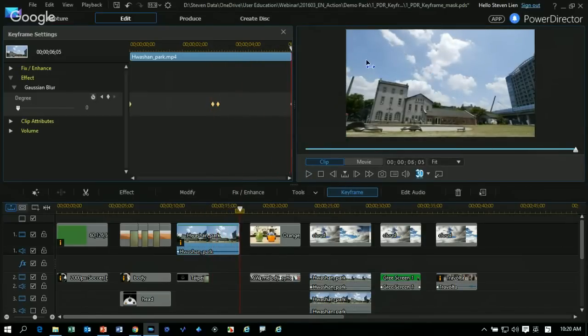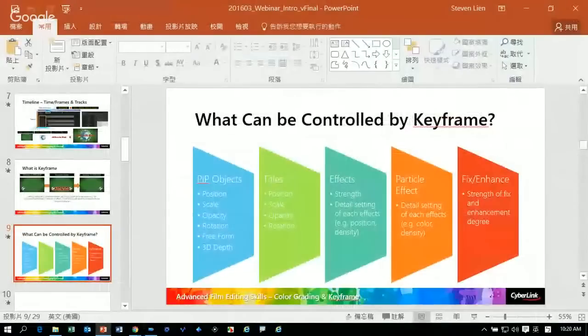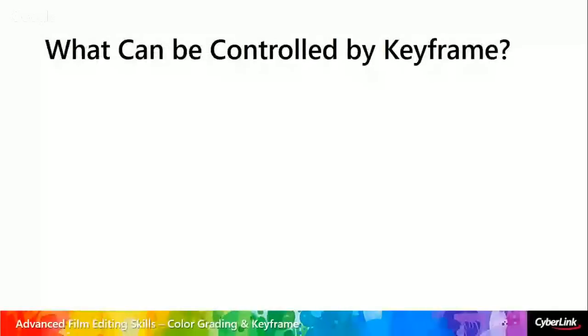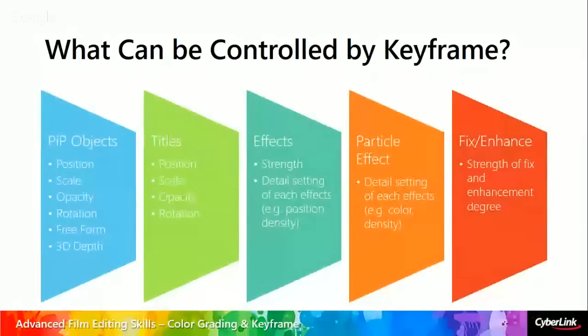Okay, so you can also use the keyframe to control the status and the strength of the effect you apply to video using this little trick. Okay, moving back to keyframe. A quick reminder again: the things you can control with keyframe include PIP objects, titles, effects, particle effects, and the level of fix and enhancement. Today we only cover the PIP and effects, and we'll see if we get time in a future webinar to introduce how to control other items with keyframe.